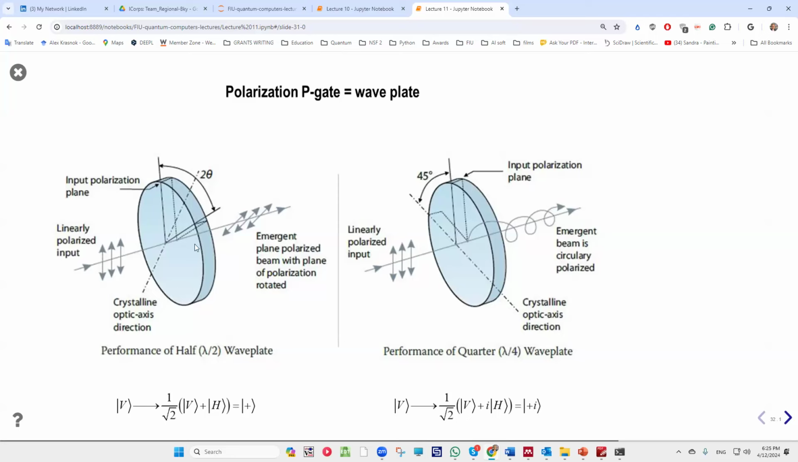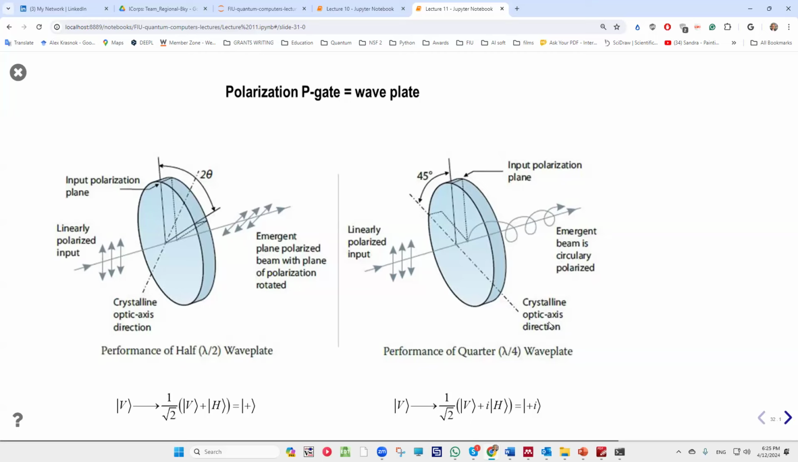For example, for a particular thickness of a crystal like this, the crystal can, as I said, create the 45-degree polarization in the output. For example, from the input vertically polarized wave, we create a 45-degree output wave. And this is what we call a half wave plate. And this half wave plate works as a Hadamard gate. For vertical, it creates state plus.